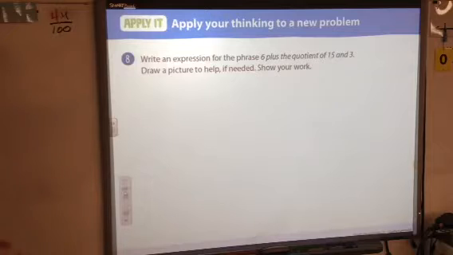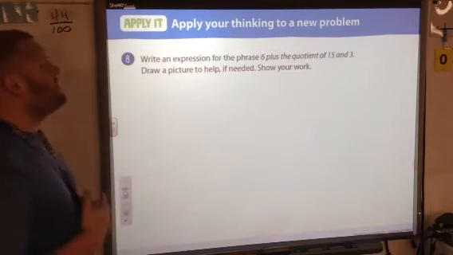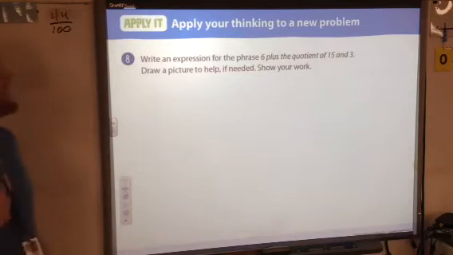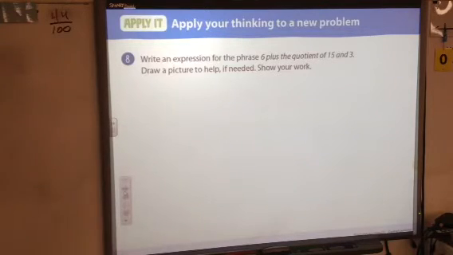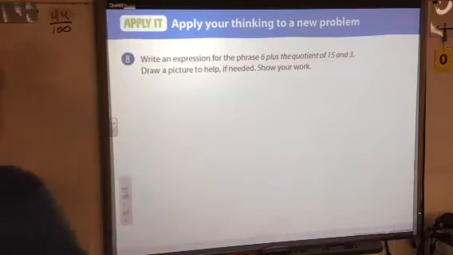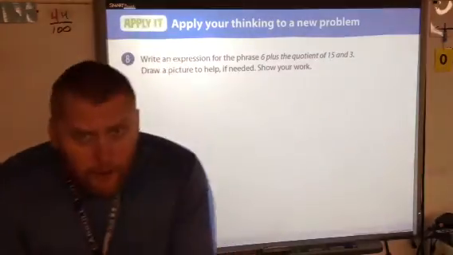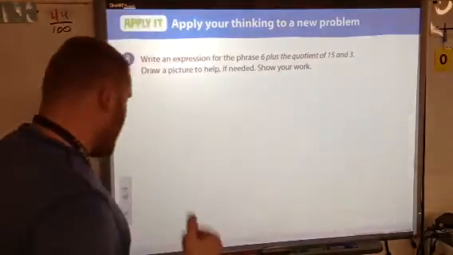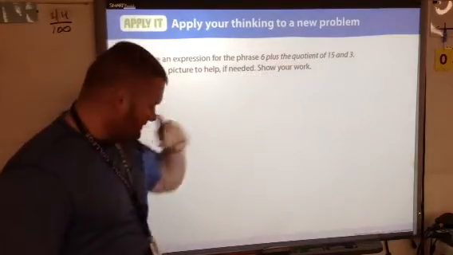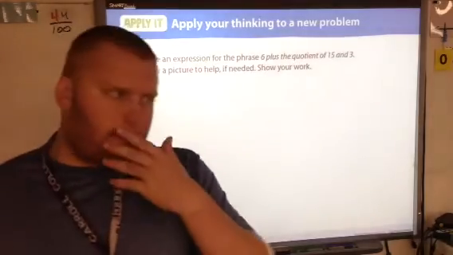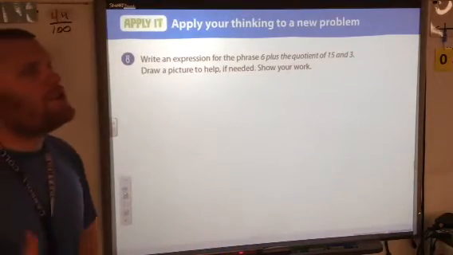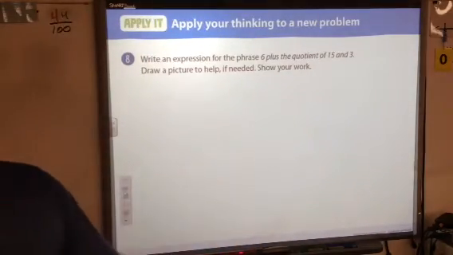It says, write an expression for the phrase 6 plus the quotient of 15 and 3. Draw a picture and write an equation. So I like to write an equation first just to figure out what that phrase means. I need to figure out what operations I'm doing here, and with those operations, which one indicates a result of?